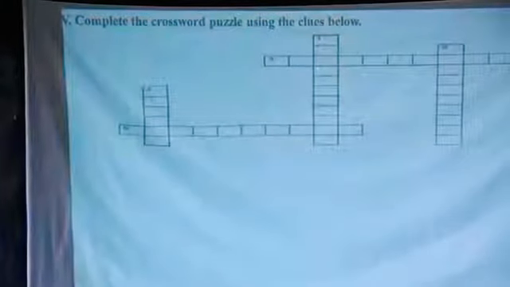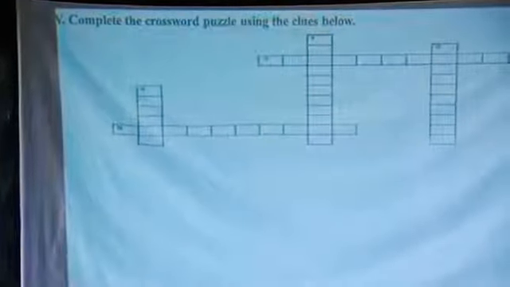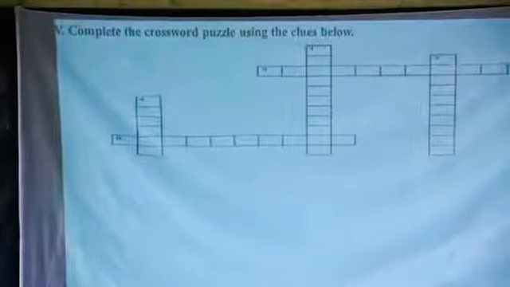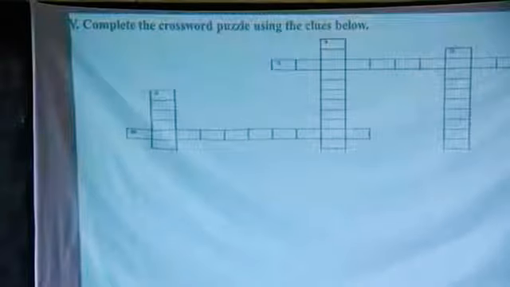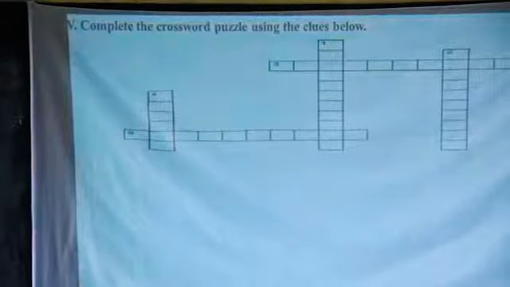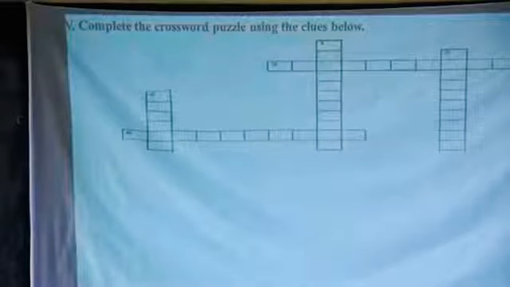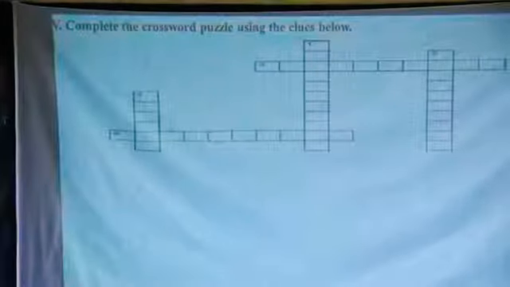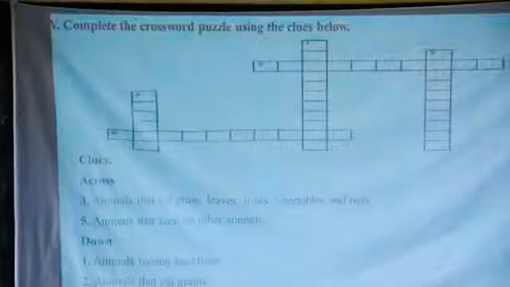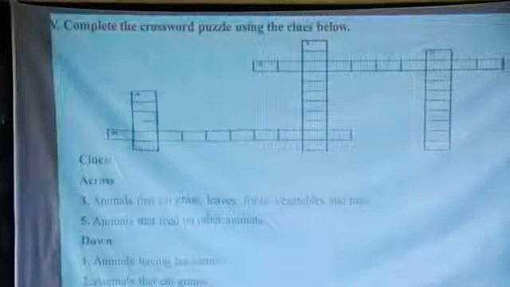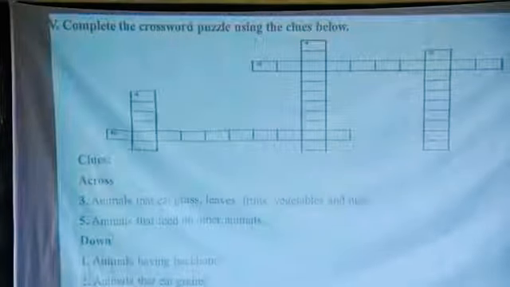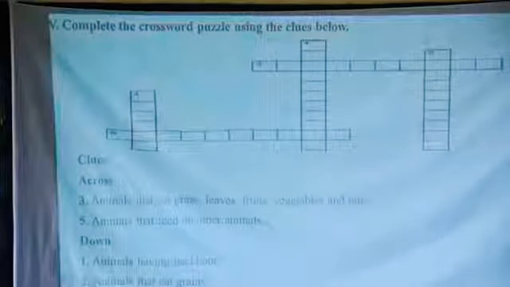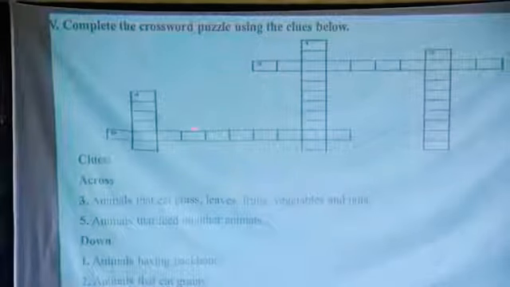Make sure that you really understand this work properly, because you can be asked in different forms, and this time you can be asked in the form of a puzzle. You can look at this together. You are asked here to complete the crossword puzzle using the clues below. So you're given a clue here. You want to see how we can simply answer following using a puzzle.